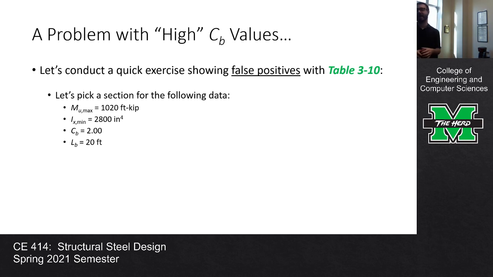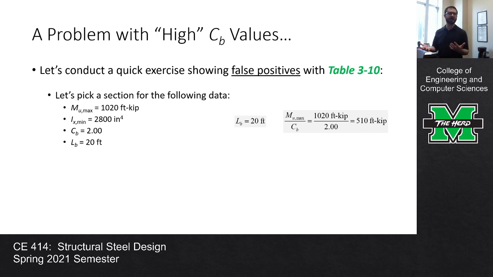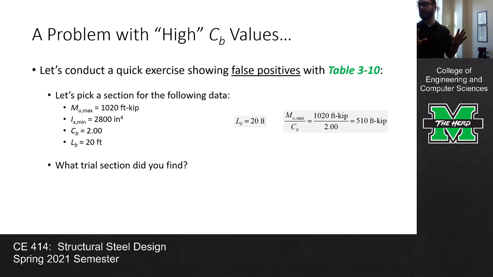CB is actually pretty high. That's a pretty large CB value for design. So we've got our factored moment, we've got our CB, we've got our LB. What we're going to do is go into Table 3-10 with the following data. We're going to go in on the x-axis with 20 feet, and the y-axis with Mu over CB of 510. And you're going to pick a trial shape.